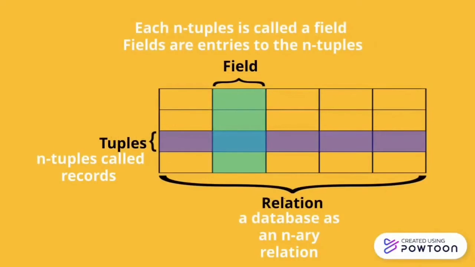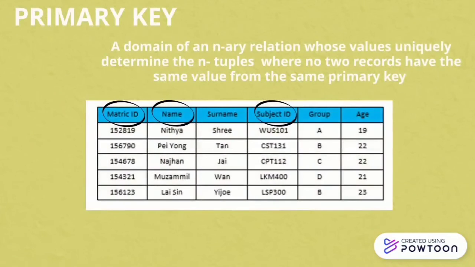The table below is a relation table which represents a complete unit of information. Each row of the complete set is called an n-tuple or record. Each column is called a field, which are entries to n-tuples. A primary key is used to identify a domain of the relation whose value is unique, which is not repeated.